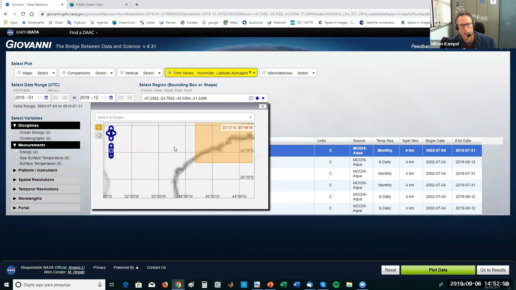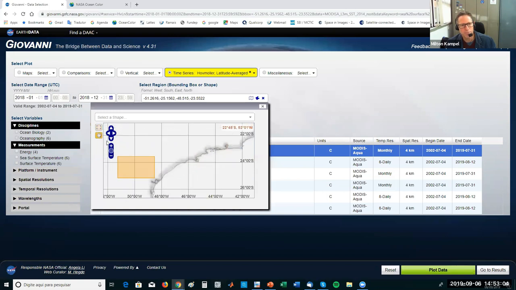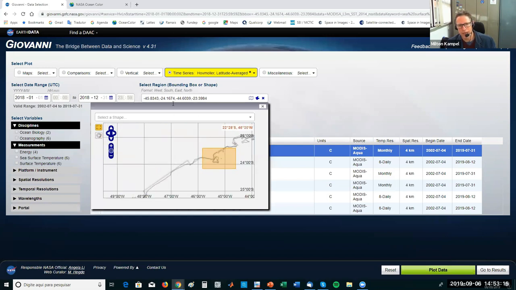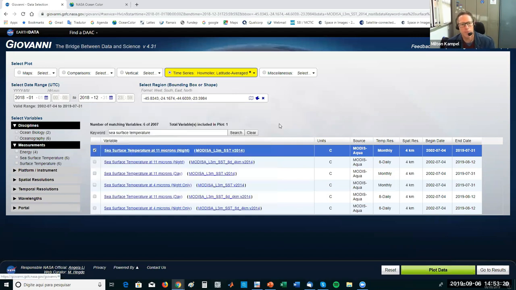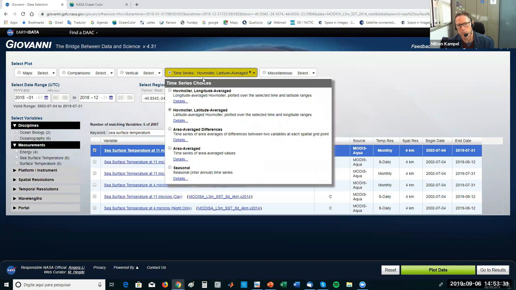Let me check. Oh, sorry, made a mistake. Oh, this is Guanabara Bay. This is Sao Paulo State, okay? And so automatically it gets the limits border from my study area over there, as an example. And there are different types of plots. So I have chosen the variable, I have chosen the period of time, the area of interest, and there are different plots. You should start with a simple time series.